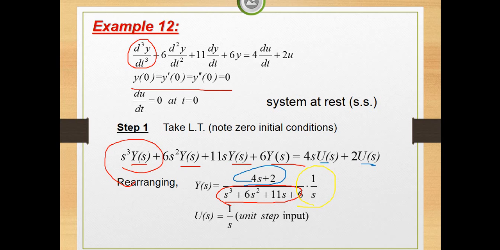This U of s, if represented in terms of the Laplace transform of the unit step function, is 1 over s. So we replaced U of s by 1 over s. As defined here, U of s is 1 over s, the unit step input. Now, this would be one very long process of inversion, because this is already 4th degree in s. So expect that you should have 4 undetermined coefficients, meaning you will also have 4 partial fractions for this.